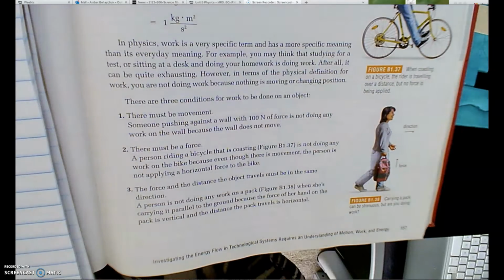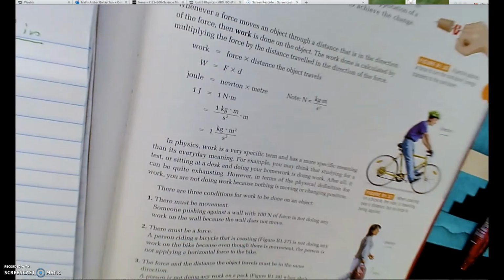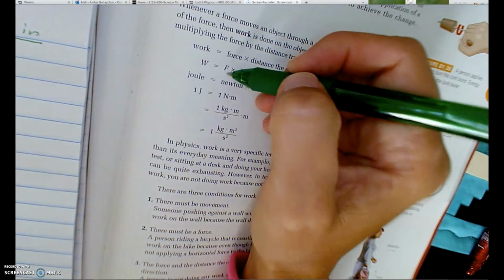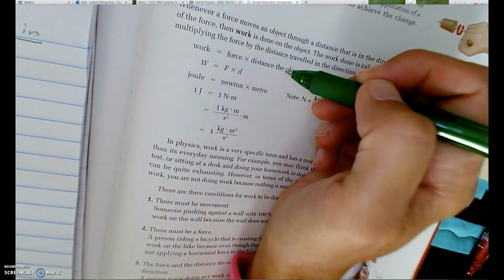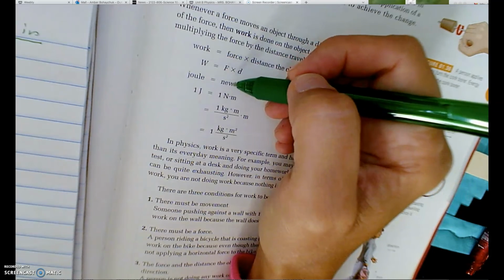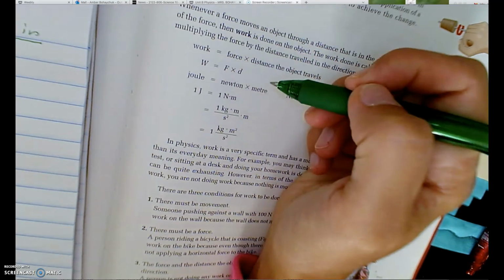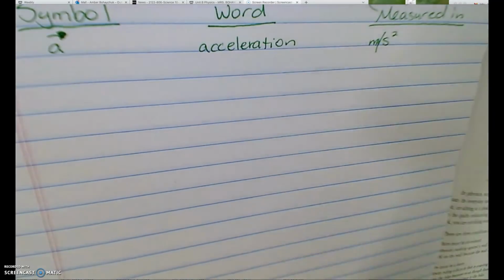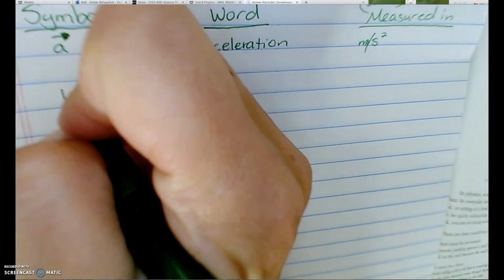What are we calculating here? We've got work, force, and distance from grade 8. Work is W, force is F, distance is d. We have joules for work, newtons for force, and meters for distance. So let's put that in our special cheat sheet.